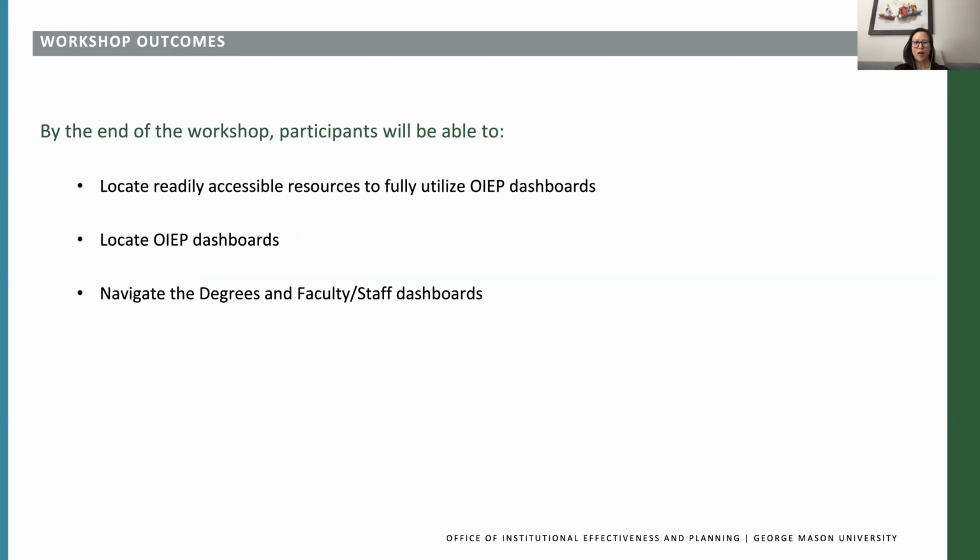The workshop outcomes outlined here today include, by the end of this workshop, participants will be able to locate readily accessible resources in order to fully utilize all of our OIEP dashboards, be able to locate those dashboards on our website, and learn how to navigate the degrees dashboard, faculty and staff dashboards, as well as the student evaluations of teaching dashboard.